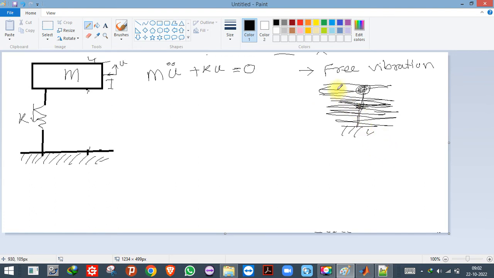You may ask, why have I applied an initial force, as you are saying free vibration has no force? But this is free vibration. You are not keeping your force continuously.